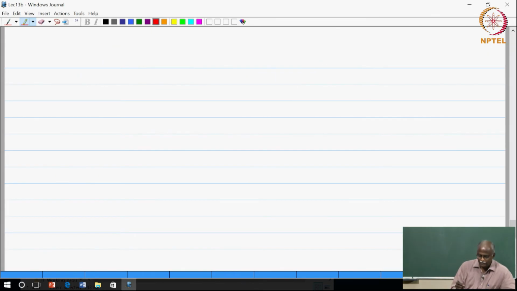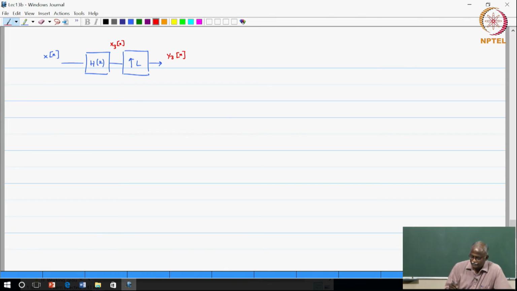Now, go back and look at the counterpart example. So, I have input x(n), I want to pass it through a filter H(z) followed by an upsampler by a factor of L. Let me call the intermediate signal x3(n) and the output y3(n). Please give me the expression for Y3(z). This is fairly straightforward. X3(z) will be H(z) times X(z), that is the filtering operation.